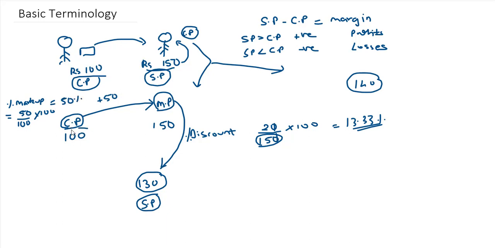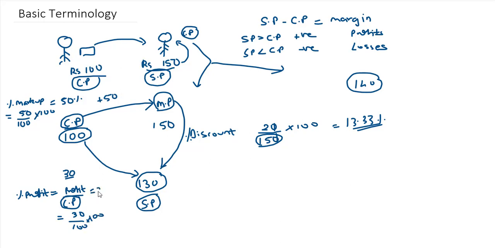Now since you have bought this product at 100 rupees and you are finally selling this product at 130 rupees, so your ultimate profit will be 30 rupees only. If you want to calculate what is your percentage profit, percentage profit will be nothing but your profit amount upon your cost price. In this case also your base will be cost price. So profit in this case is 30, cost price is 100, and if you multiply this thing by 100, we are going to get a percentage profit as 30%.